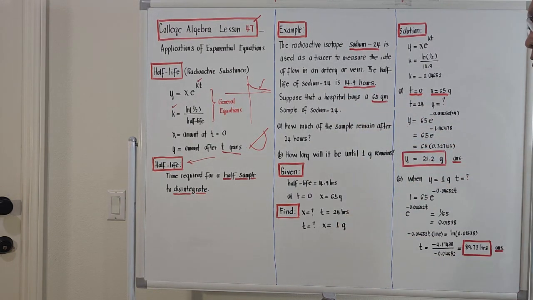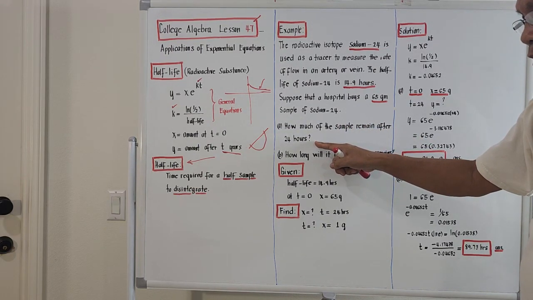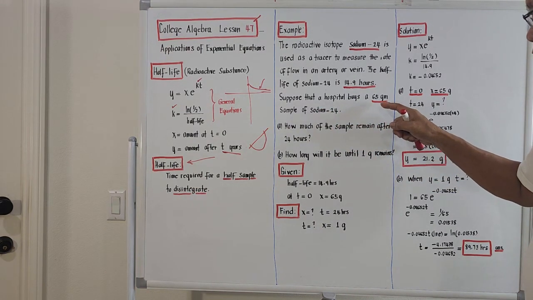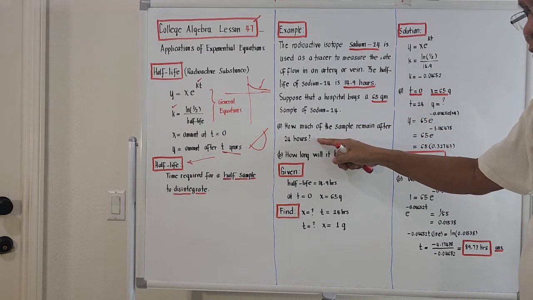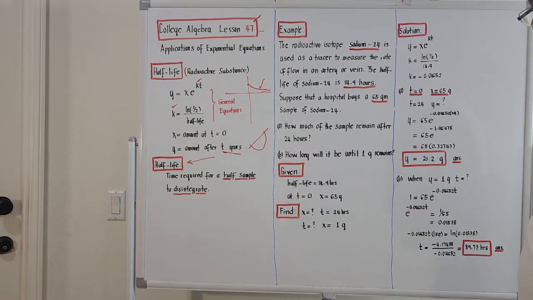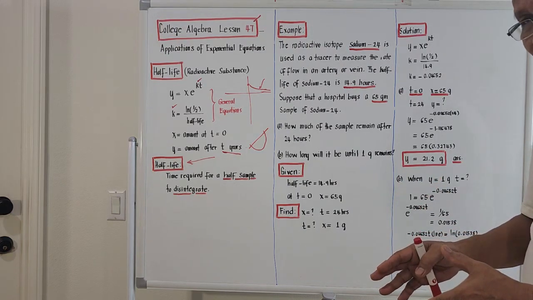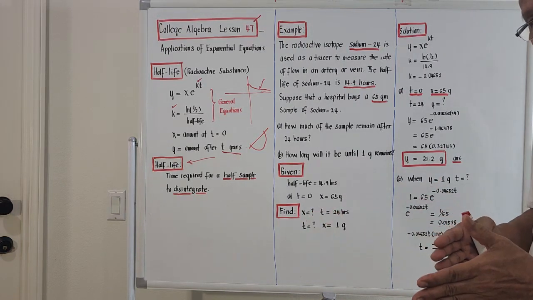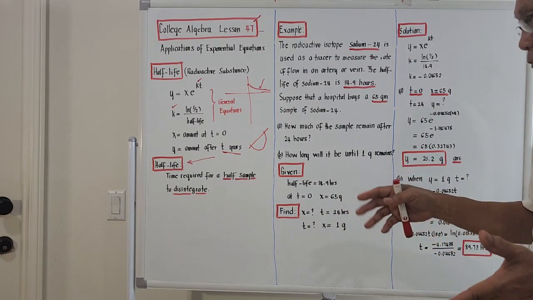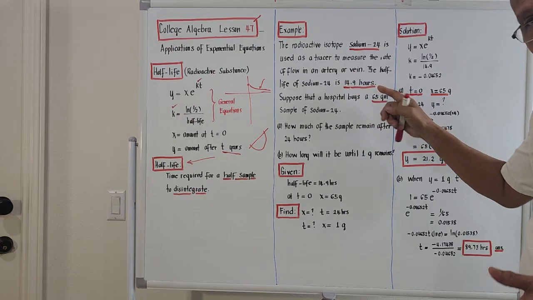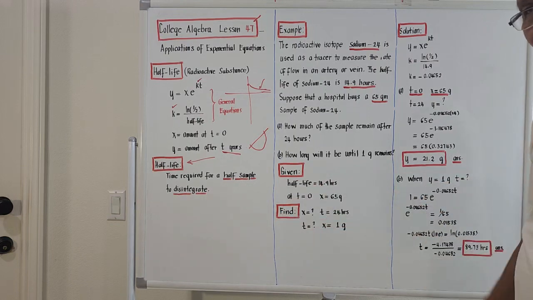The question is this: how much of the sample remains after 24 hours? If originally the hospital bought 65 grams, after 24 hours, how many grams will remain? Because whether we like it or not, the sodium-24 will disintegrate. It's not so long, compared to uranium. Sodium-24's half-life is just 14.9 hours, so before it totally disintegrates, it will not take so long.